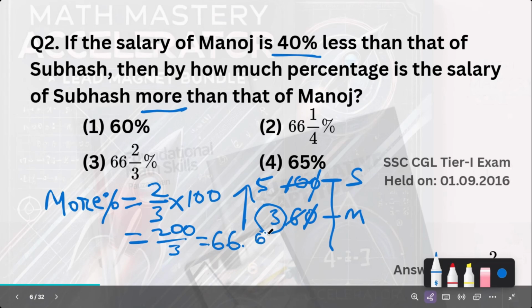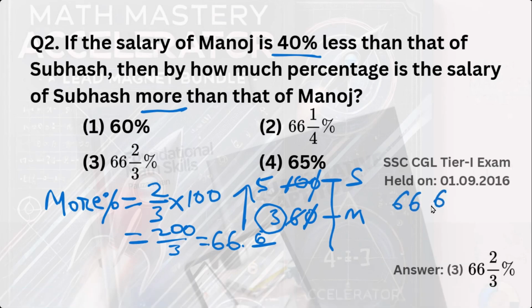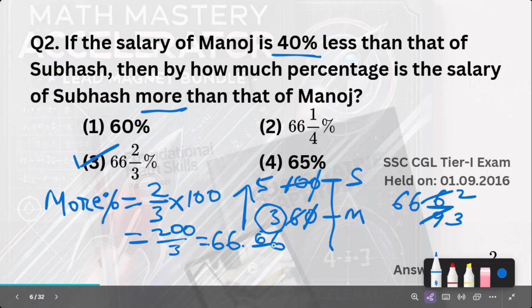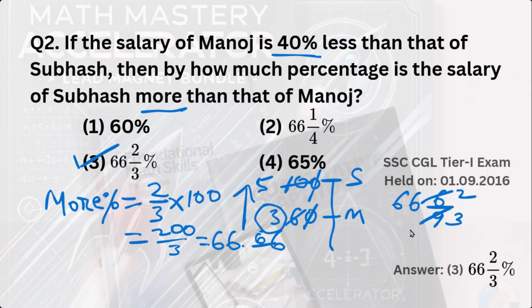If we want to convert this into a mixed number, the fraction part 0.6 is divided by the biggest single digit number, that is 9. 6 by 9 is 2 by 3. The answer is 66 2 by 3. Where do you get 66 2 by 3? 66.66 is the same as 66 2 by 3. Let's move to the next question.